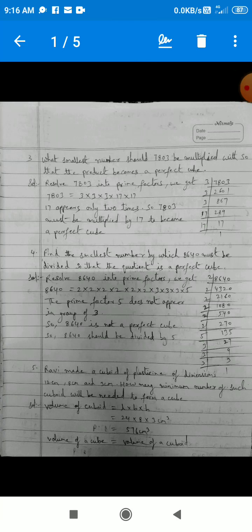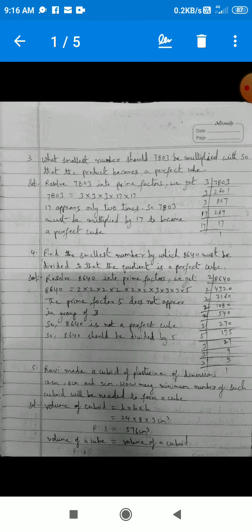6.4, third problem. What smallest number should 7803 be multiplied with so the product becomes a perfect cube? Solution. Resolve 7803 into prime factors. We get 7803 is equal to 3 into 3 into 3 into 17 into 17. 17 appears only 2 times, so 7803 must be multiplied by 17 to become a perfect cube.